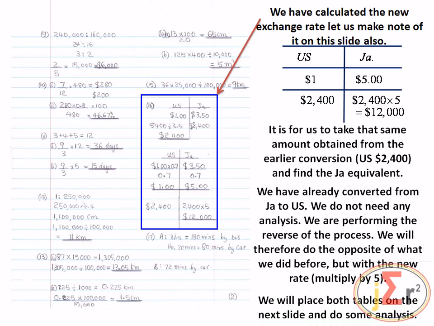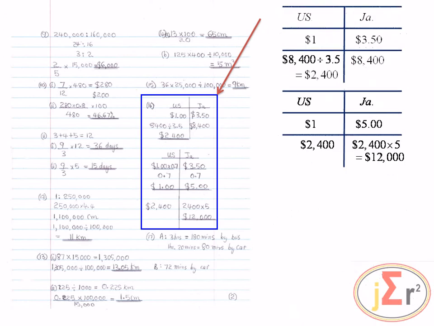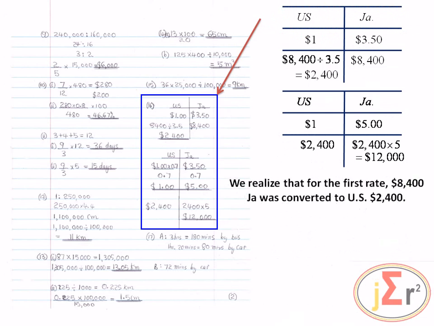We will place both tables on the next slide and do some analysis. We will not say anything yet, although it is obvious. To some of the candidates, mathematics campers, students, it is obvious what is taking place, but we have used two tables in our calculations. Let us place them together on the next slide, and there they are. What do we notice? We realize that for the first rate, 8,400 Jamaican was converted to US 2,400.